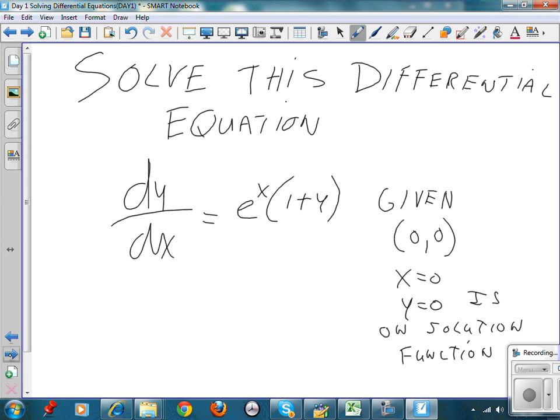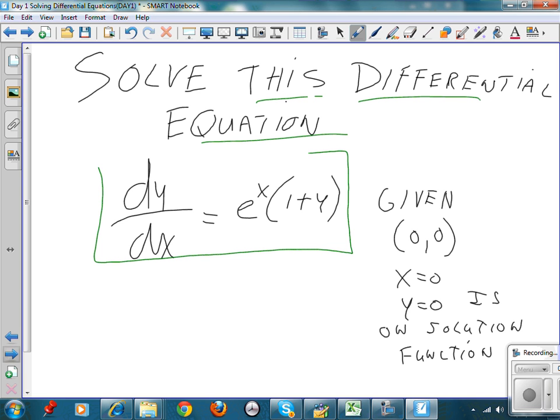Okay, so here's a given problem. We want to solve this differential equation, and here it is. In order to solve a differential equation, you have to be given a derivative equation, and you have to be given a point. If you're not given a point, you're going to have some kind of plus c or general equation. If you're given a point on the curve, you're going to get a particular solution. So anyway, let's get to work on this.